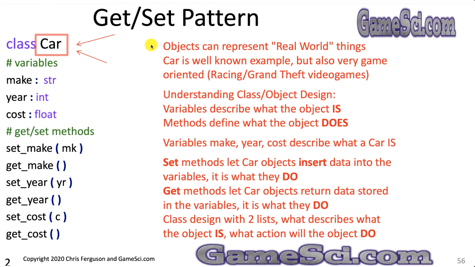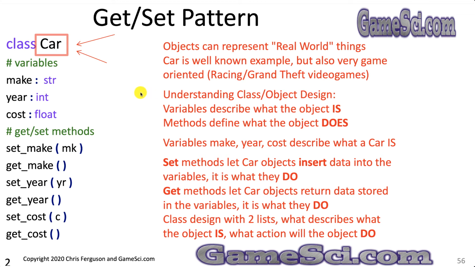Objects can represent real-world things. A car is a well-known example, but it's also very game-oriented. There's plenty of racing games out there and grand theft games out there. A car is a very well-known object within the gaming world.